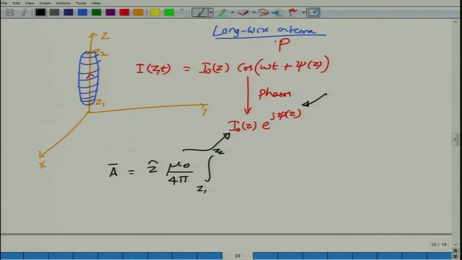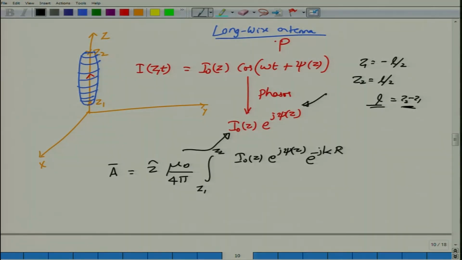If you are not happy with z1 and z2, you can take z1 to be equal to minus L by 2 and z2 equal to plus L by 2, so that your antenna has a length L, which is given by z2 minus z1 anyway. It does not really matter. And then what is inside, the retarded current distribution? That would be I0 of z e power j psi of z, which is the phase which you do not know, and then e power minus j k r, the propagation, that is the distance between the source point and the antenna itself, divided by r.